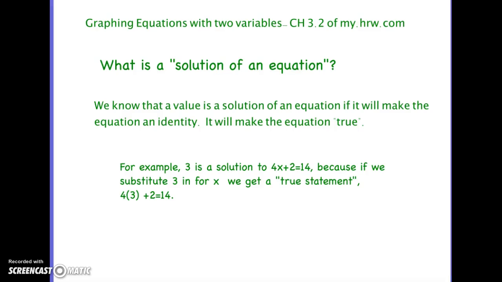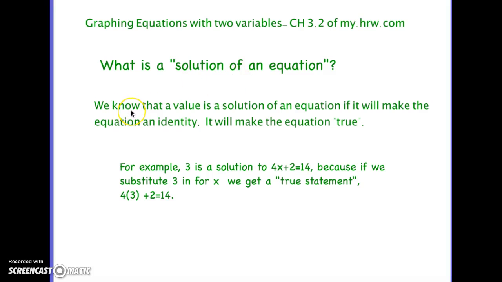Hi, it's Ms. Richmond. We're talking about graphing equations with two variables. But before we do that, let's remind ourselves, what is the term solution of an equation? What does it mean to be the solution?